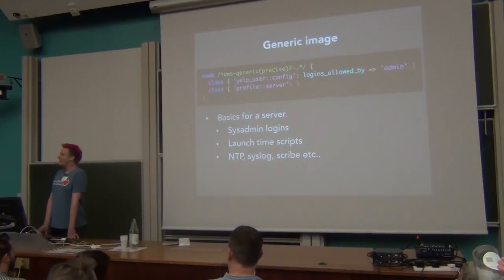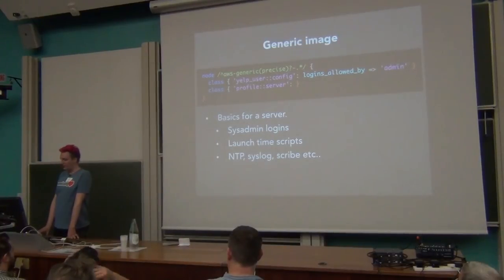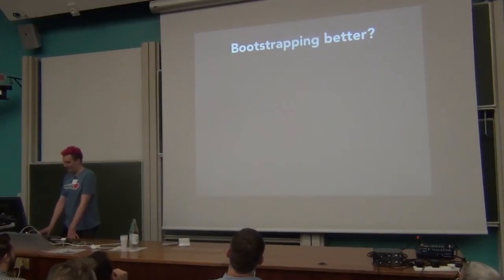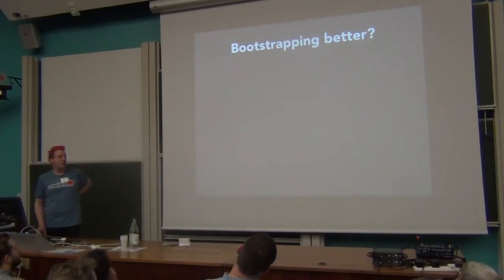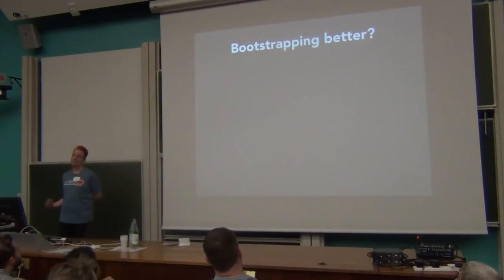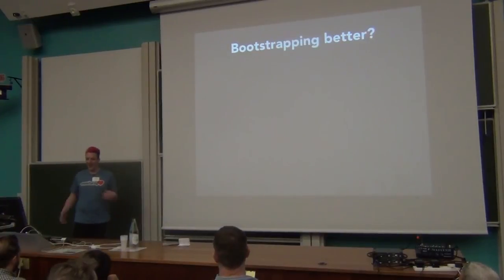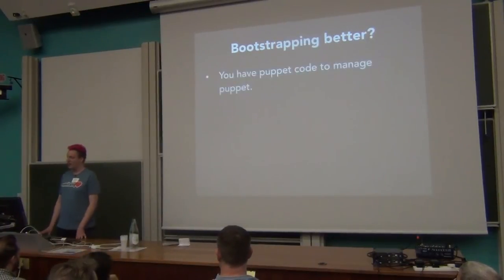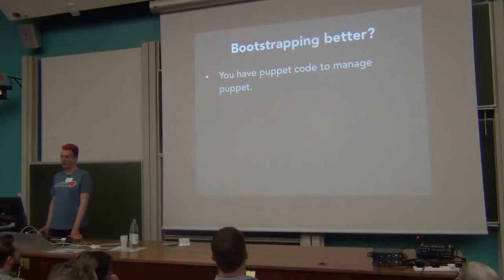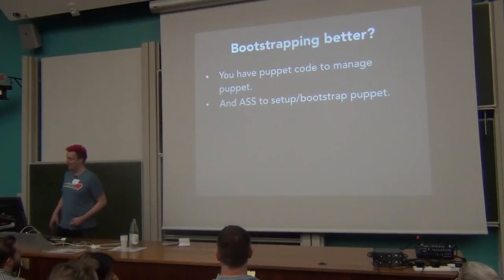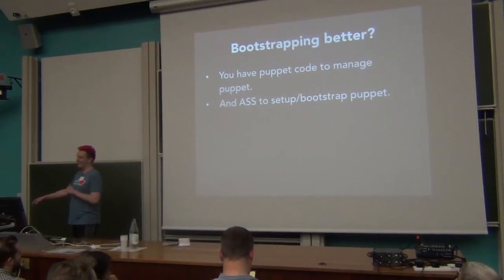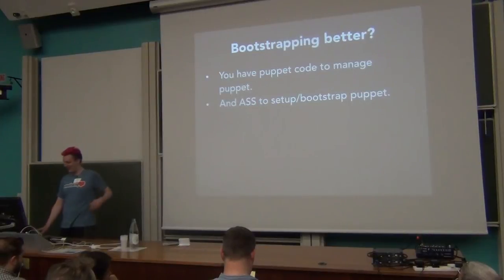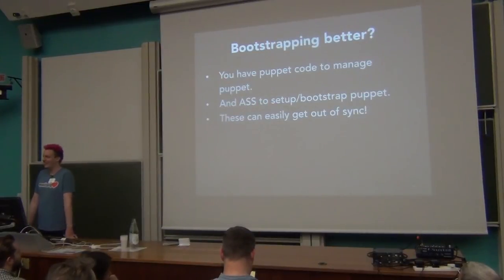Okay, so let's revisit that awful shell script, because we can do better, right? We've created this kind of problem, or at least it feels that way to me, because you're going to have Puppet code to manage Puppet once it's on the machine, right? But you've also got this awful shell script that also manages Puppet before Puppet runs. So you've got this inception problem, and these can easily get out of sync, and this can cause you more or less problems.